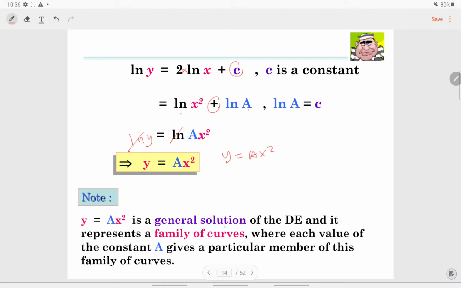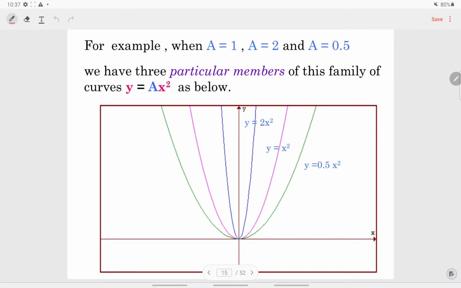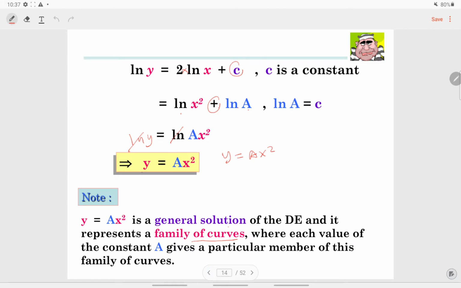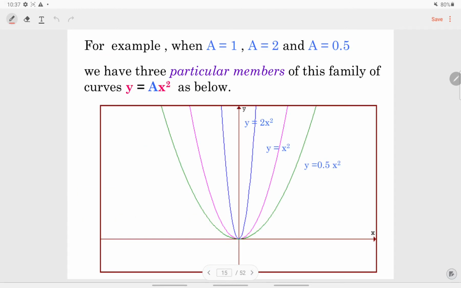y equal to a x squared is a general solution of the differential equation, and it represents a family of curves where each value of the constant a gives a particular member of this family of curves. For example, when a equal to 1, a equal to 2, and a equal to 0.5, we have three particular members of this family of the curve y equal to a x squared, like this one. When y equal to 0.5 x squared, this one when y equal to x squared, the blue color is when y equal to 2x squared.